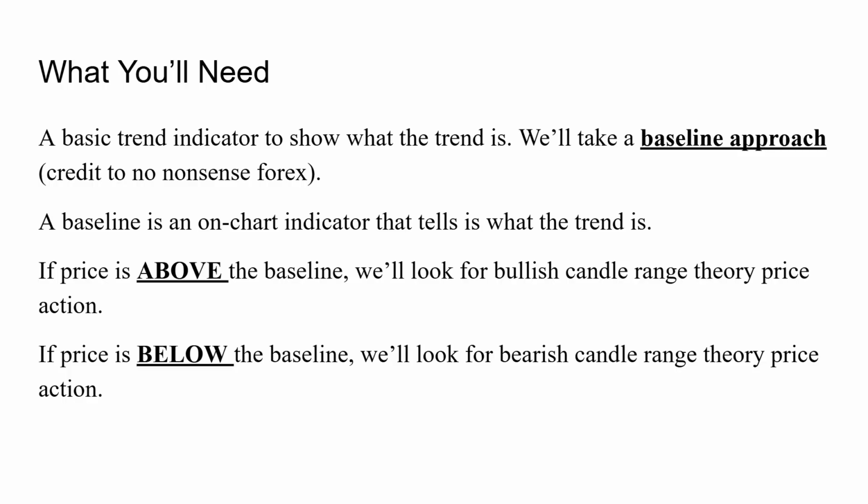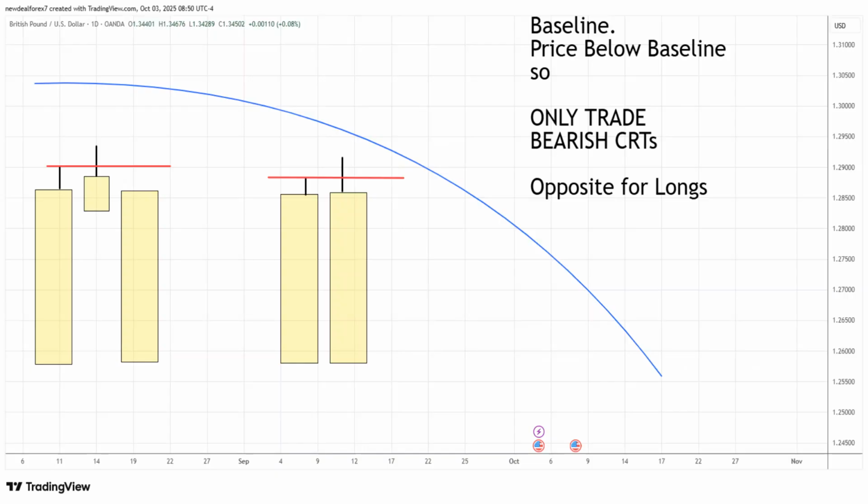So if the candlesticks are above the baseline, you're going to look for bullish candle range theory price action. If the price is below the baseline, we'll assume that the trend is short and we're going to look for bearish candle range theory price action. So it looks like this in a nutshell. Let's pretend this is our baseline. This could be an SMA, EMA, whatever you want it to be, this blue sloping line here.